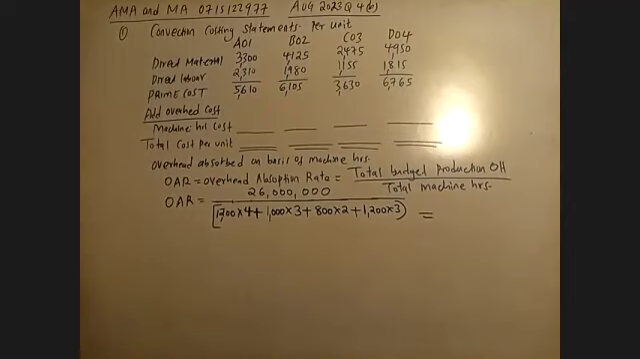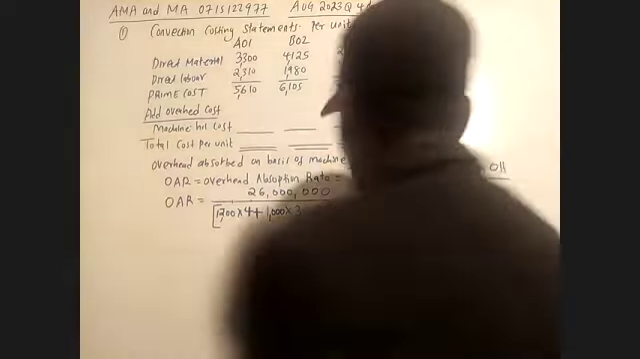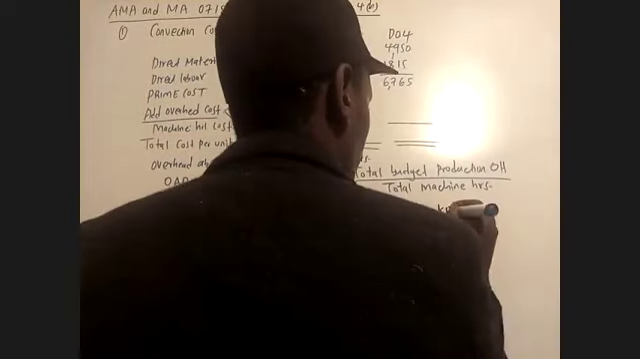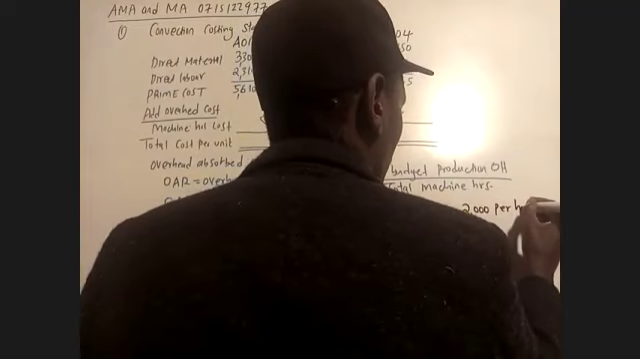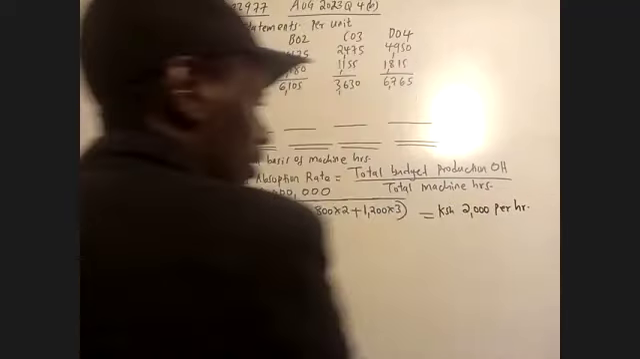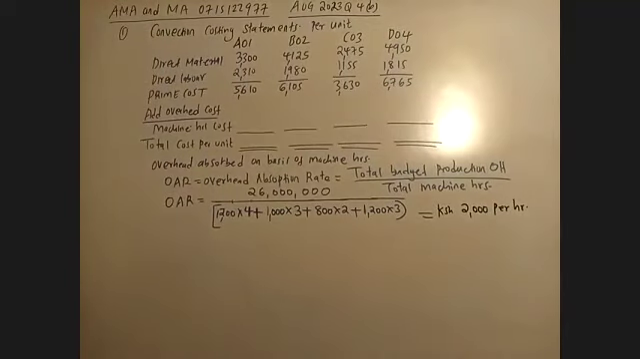Itakuwa ni 1200 times 4 plus 1000 times 3, 800 times 2, 1200 times 3. That is 13,000. So 26 million. Whereby the answer is Kenya shillings 2,000 per hour.